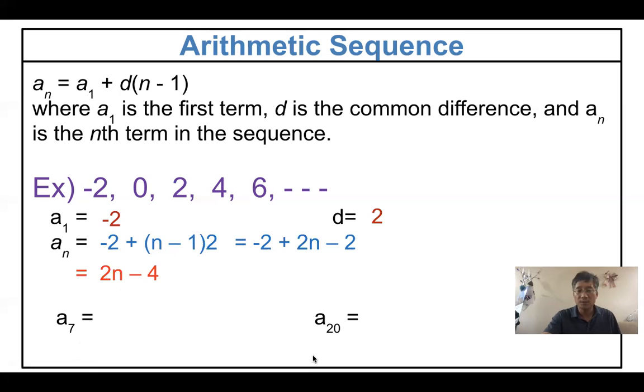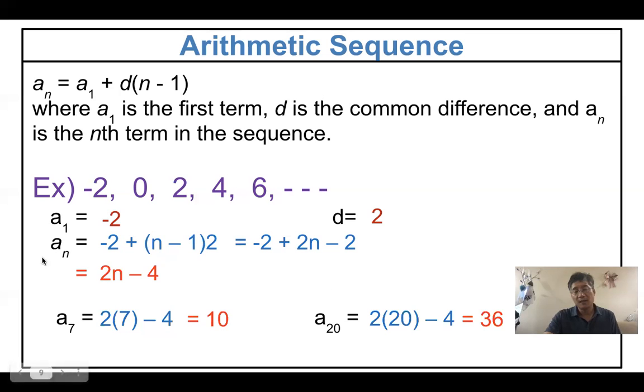Then how do you get the 7th term and the 20th term? Yes, what do you do? Plug 7 into n here. So 2 times 7 minus 4 is 10, right? For the 20th term, 2 times 20 minus 4 is 36. This way, if you know the explicit formula, you can get any term. Just plug the n into the formula like this one.